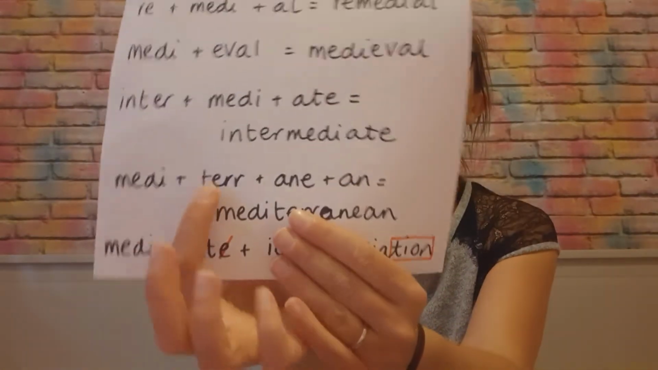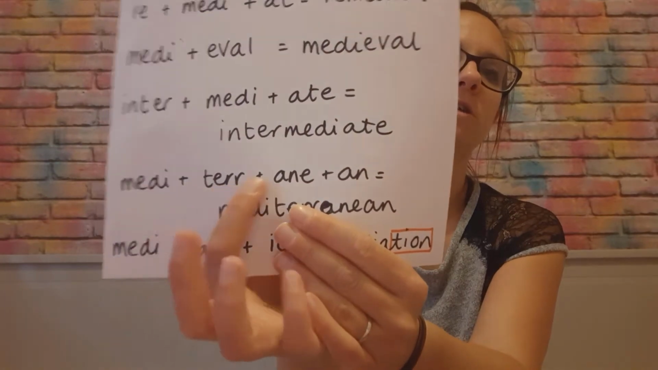Mediterranean. So who can remember this terrain? We've had that before in word study. I have done terra as a word study word. So if you can remember what that means, you are going to be able to figure out what Mediterranean means. So just have a think about that now.